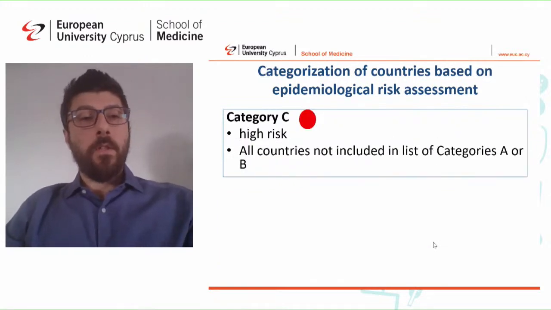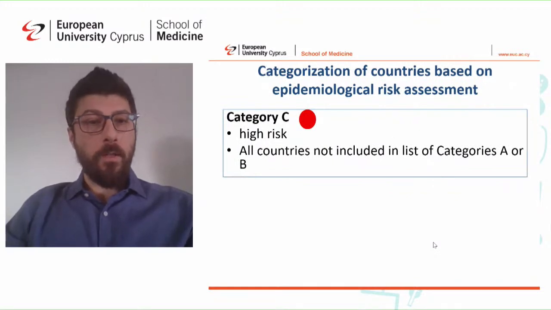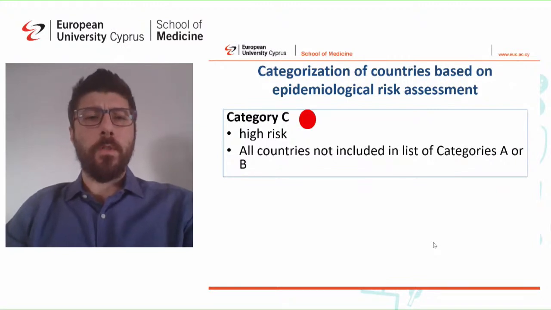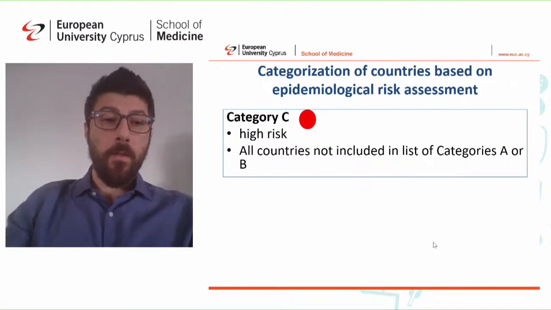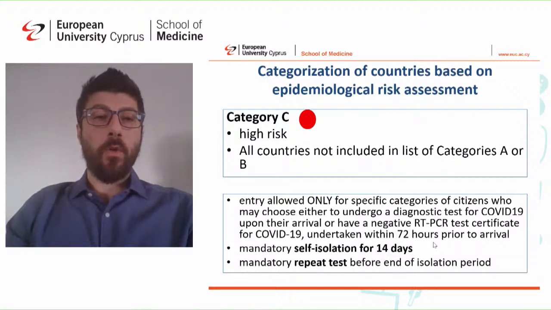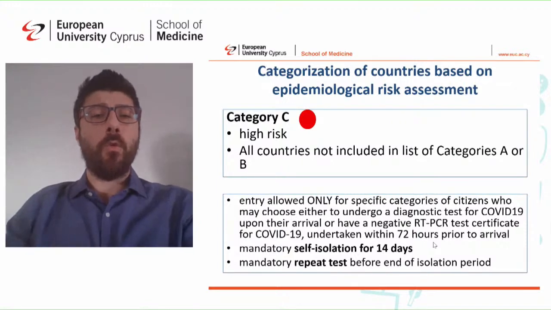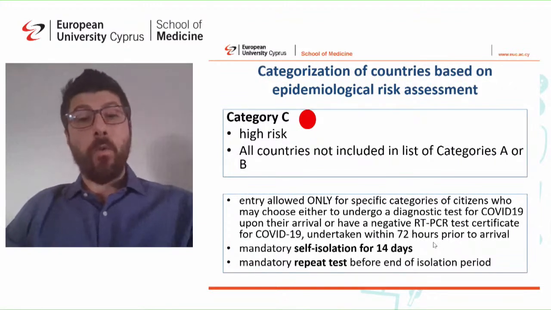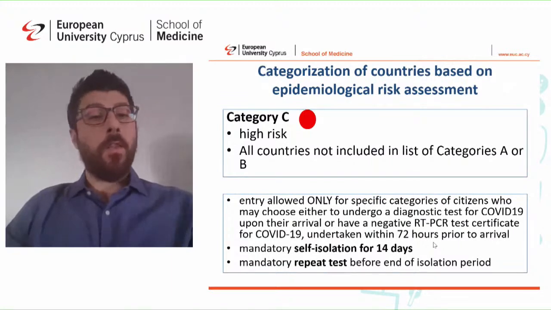Category C in red is considered a high-risk country, right? It's the biggest list. It includes all countries that are not in categories A or B. And what does that mean? Someone who comes to Cyprus from a category C country has to fulfill certain indications. It's not allowed for everyone to come to Cyprus, but they should be either citizens of the EU or Cyprus, or have a relation with Cyprus, let's say work-related, or be a student here, right? They can come under these circumstances.